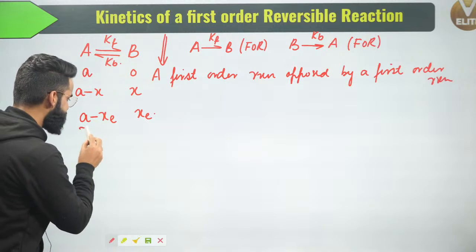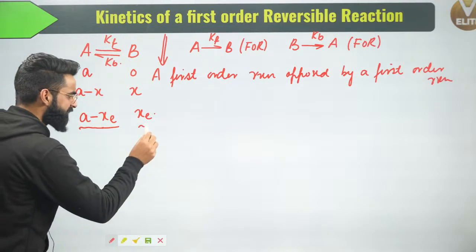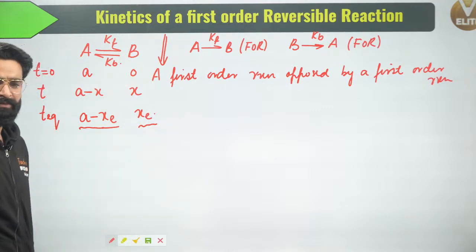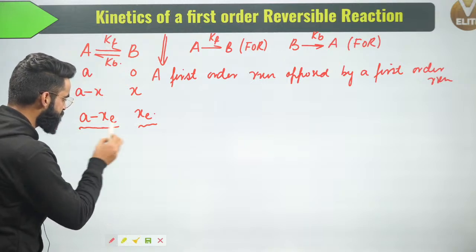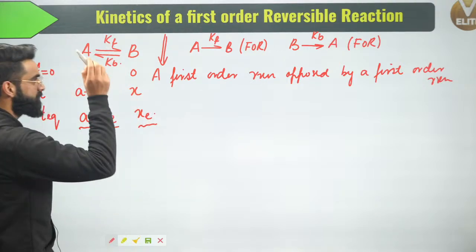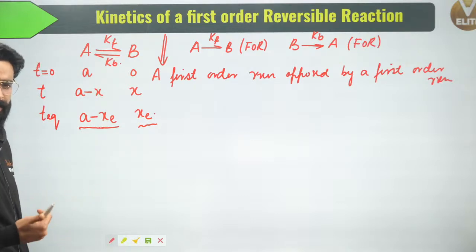So this A minus XE, these are the moles of reactant left at equilibrium. These are the moles of products at equilibrium. Or I can talk in terms of concentration as well. I can say this is the concentration of reactant at equilibrium. This is the concentration of product at equilibrium, right? This is something which I know till now, correct?